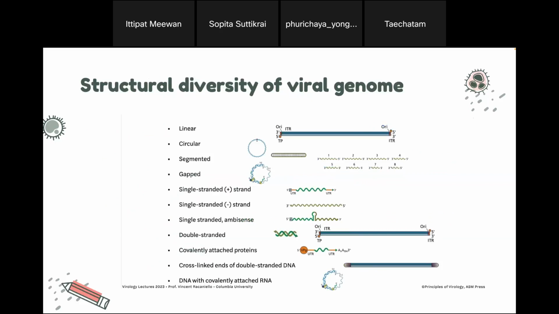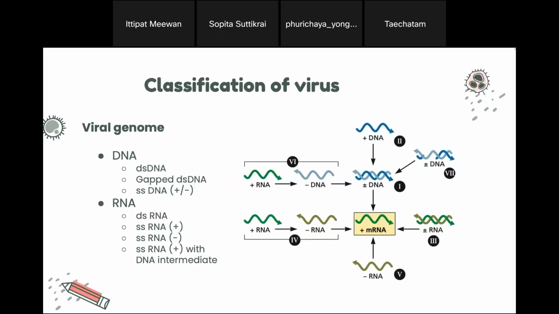So we classify viral genomes by the type of genome, whether they are DNA or RNA, and whether they are double-stranded or single-stranded. But another way we can classify the viral genome is by structure. The structure of the genome in the virus can be various as well. We can have linear, circular, segmented, gapped, and then single-stranded, double-stranded, or cross-linked. So those are the diversity of structures of viral genomes.